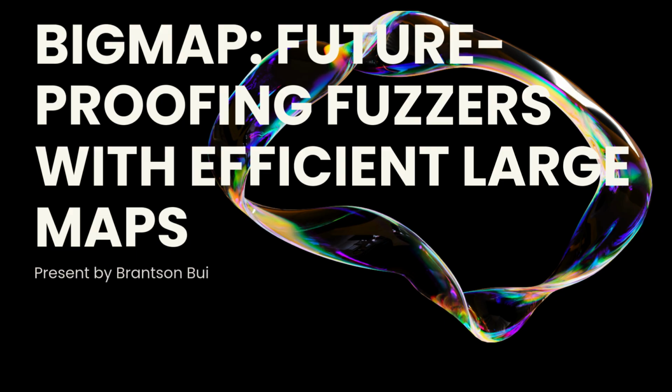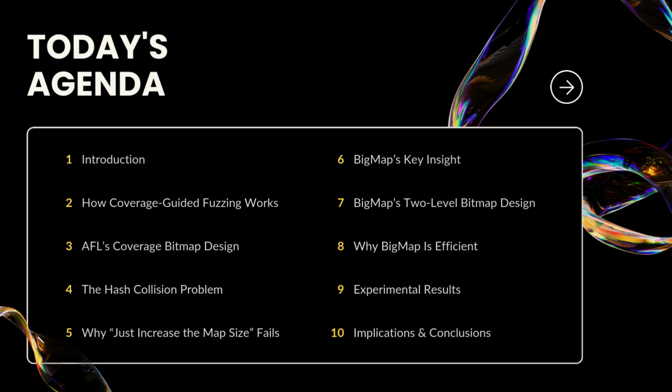Before diving in, here's a quick overview of how this presentation is structured. First, I'll briefly review how coverage-guided fuzzing works and how AFL's bitmap design operates. Then I'll explain the core problem, hash collisions, and why simply increasing the bitmap size does not solve it. After that, I'll introduce BigMap's key insight and walk through its two-level bitmap design. Then we'll examine why this redesign improves cache efficiency and overall performance. Finally, I'll go over the experimental results and discuss the broader implications for fuzzing research.